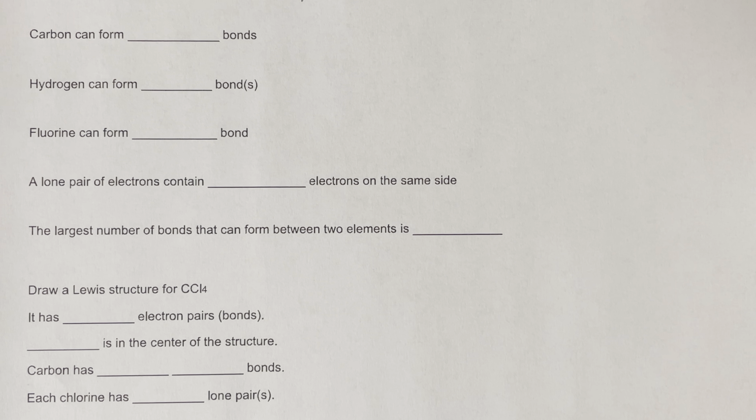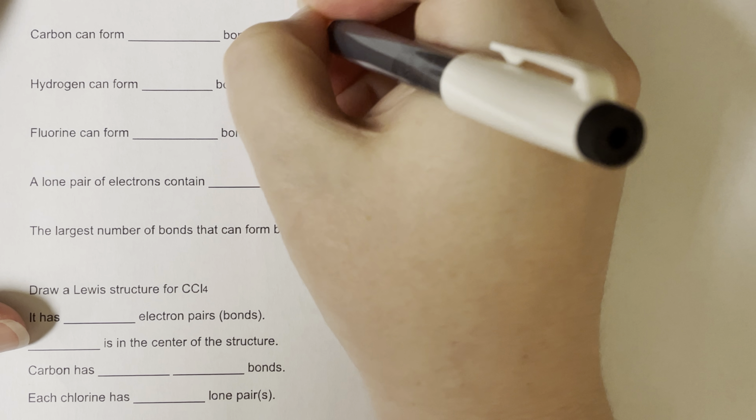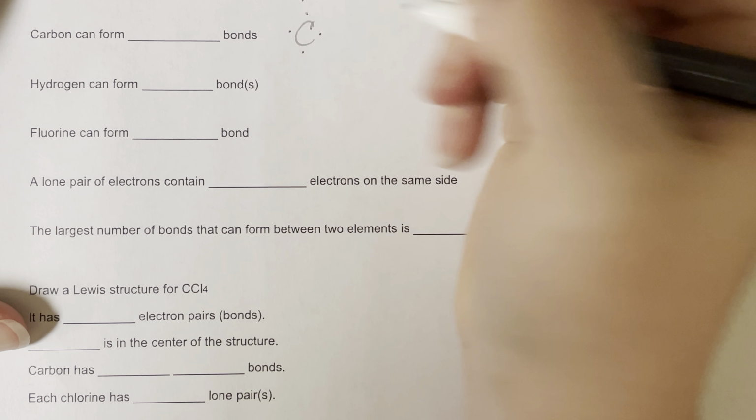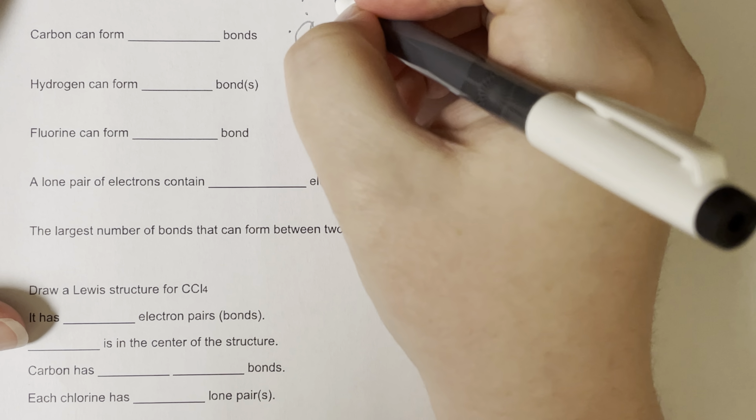Carbon can form how many bonds? This is going to depend on how many lonely electrons carbon has. Carbon is in column 4, so that means it is going to have 4 valence electrons. If I was to draw the Lewis structure for carbon, it would look like this. So I have 1, 2, 3, 4 lonely electrons, so I can form 4 bonds.